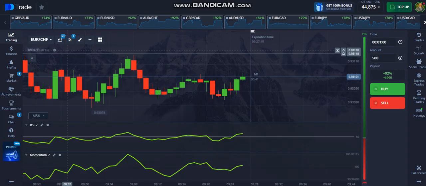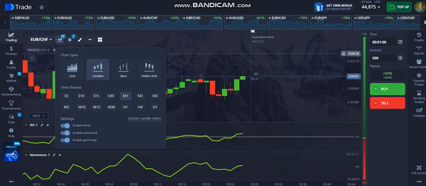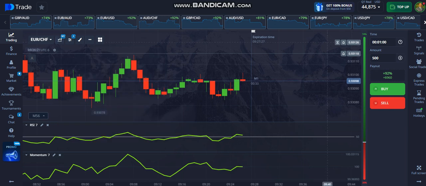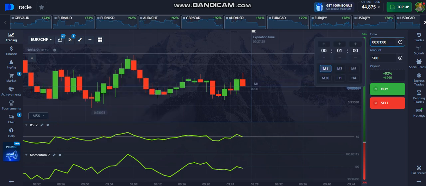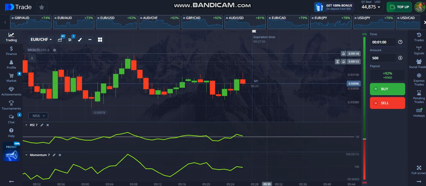And for my candlestick charts, I have my candle set to 1 minute and regular Japanese candles. And for my trade timer, I've also set it to 1 minute, so I'll be taking 60-second trades, fast turbo 60-second trades. Okay, so I'm going to pause the video and look for my first setup.